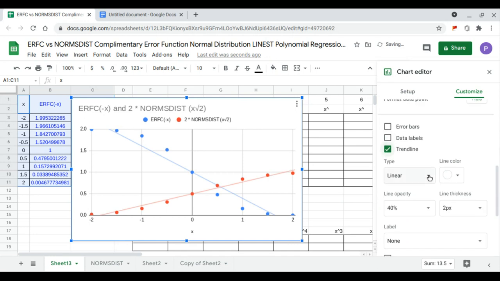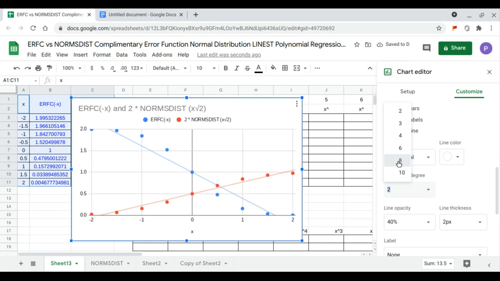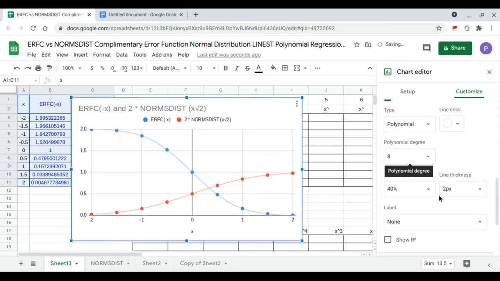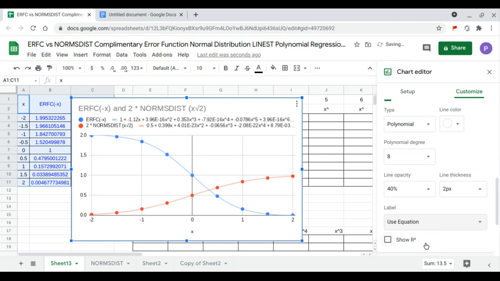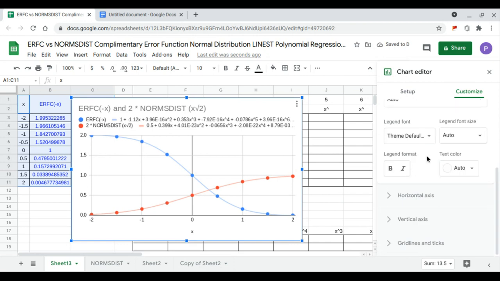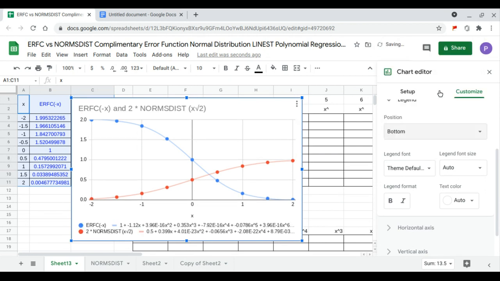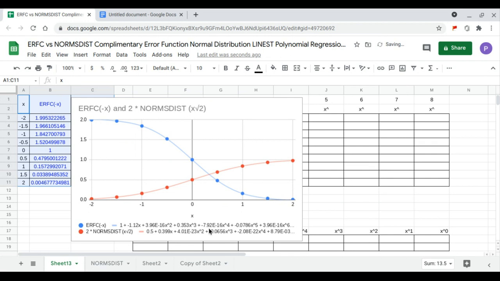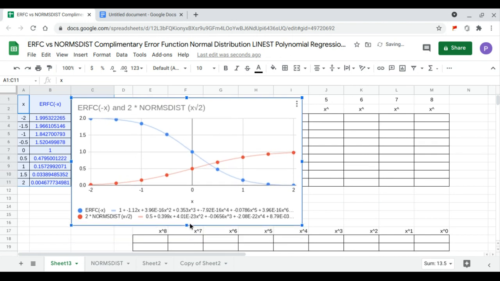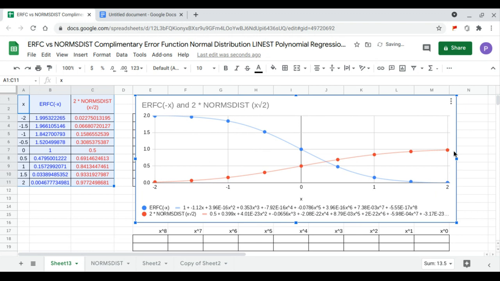Polynomial to the 8th degree. And show the equation as label, and relocate it at the bottom. So here you have the trend line and the trend line equations of the complementary error function and the NORMSDIST function.